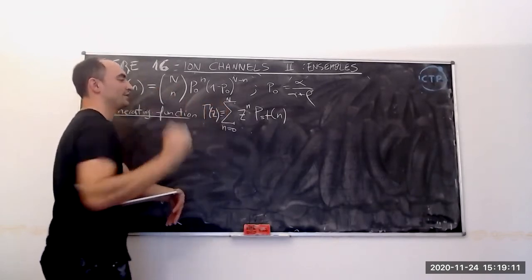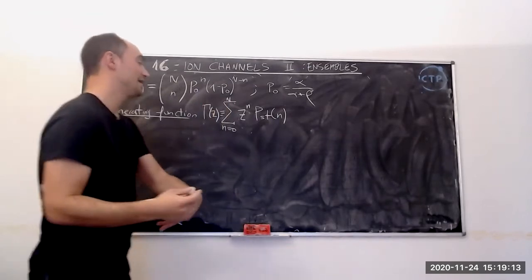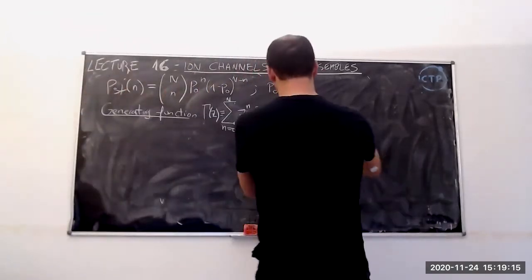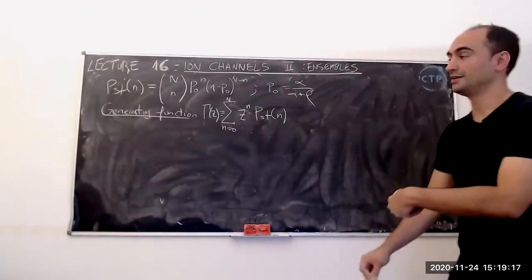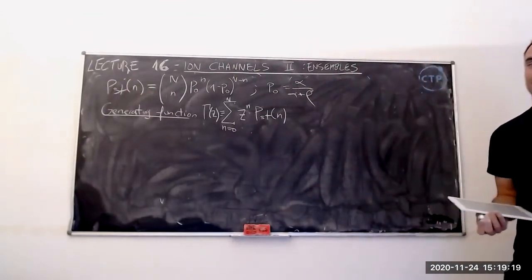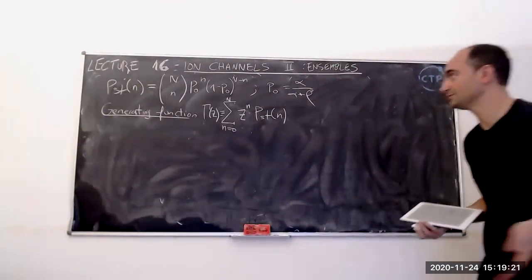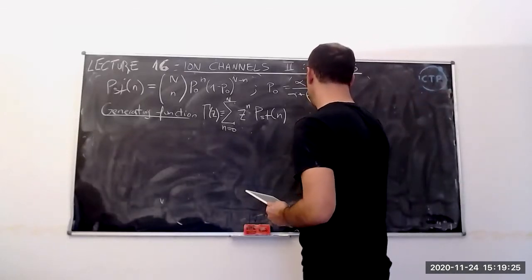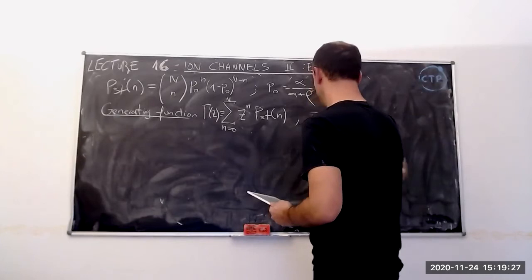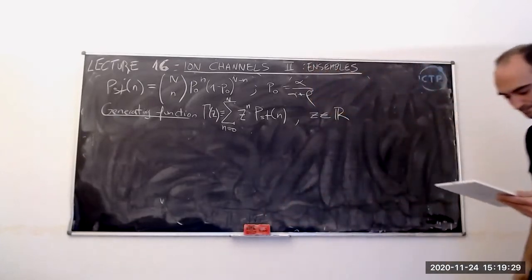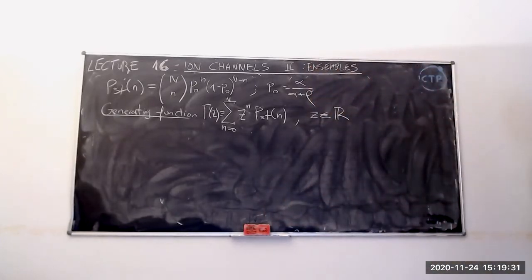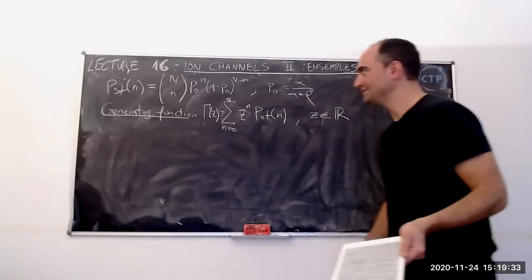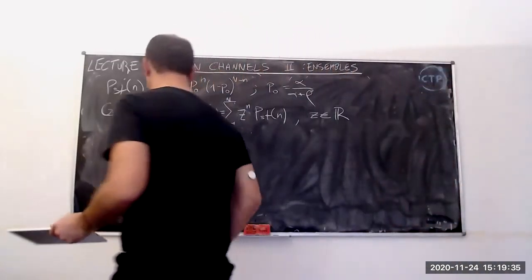Now Z can take any real number, because I can put here 0.1 to the power n, for example, or -1 to the power n. So just be careful that Z is a real number. The nice thing about a generating function is that it's very easy to calculate here.